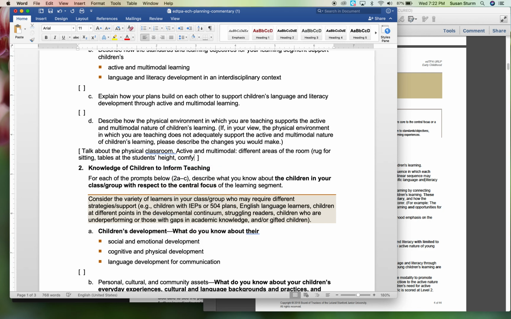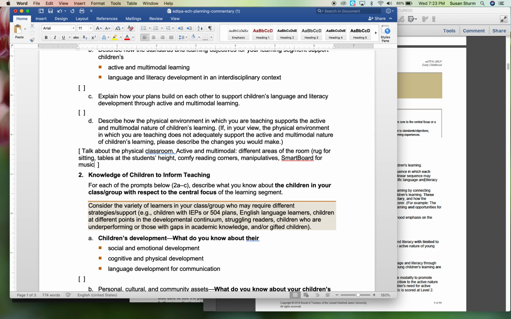Are there comfy reading corners? Is there manipulatives? Is there a smartboard for music or videos or other media? Is there a classroom library? All of these things would help your students to be active and multimodal. So list off the things that are active and multimodal about the physical environment.